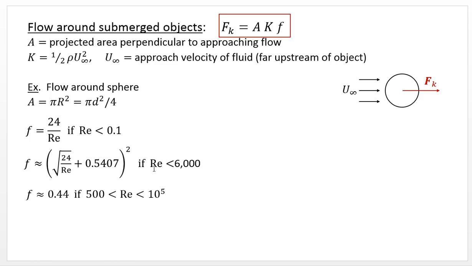The other interesting thing is that the friction factor is roughly constant at a value of about 0.44 over a very large range of values of the Reynolds numbers, between about 500 and 10 to the 5.